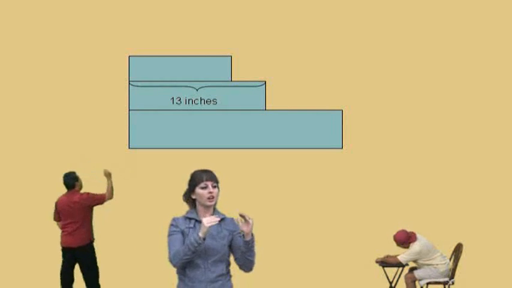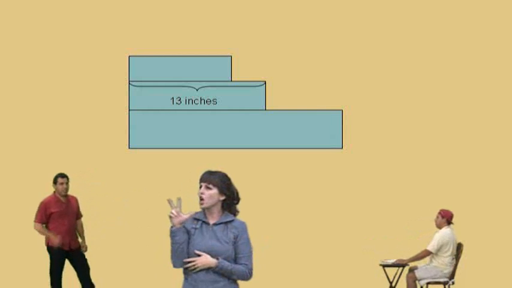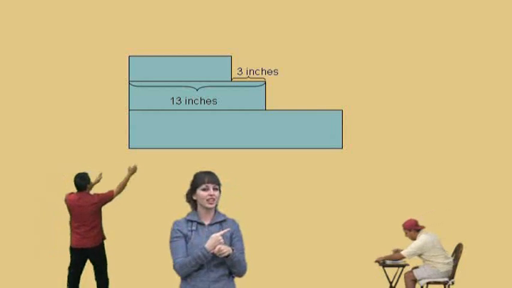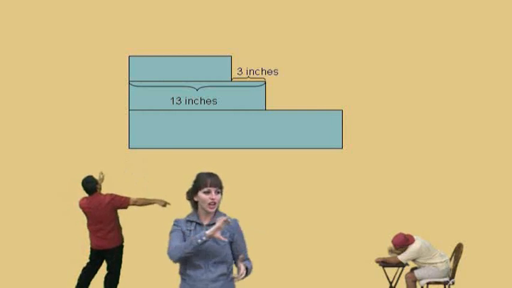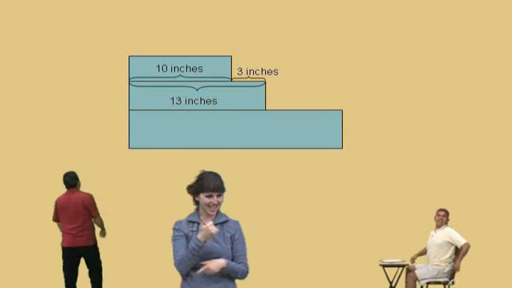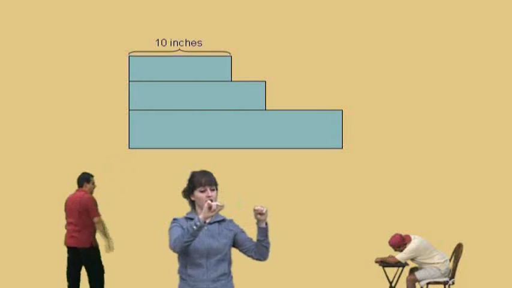Okay, now we're up to the next step. And what was that length, Charlie? 3 inches. 3 inches, very good. So, that's 13, over there is 3, and so what's left over, Charlie? 10. 10 inches, there you go, okay. So there's the bottom, now we'll go up to the top there. There it is, that's 10, okay.